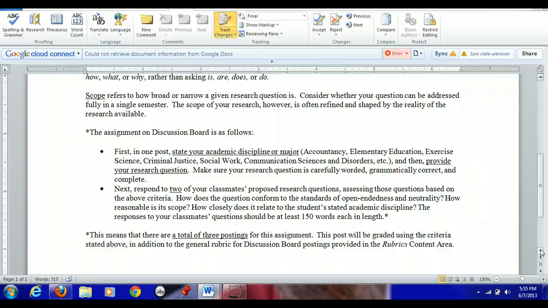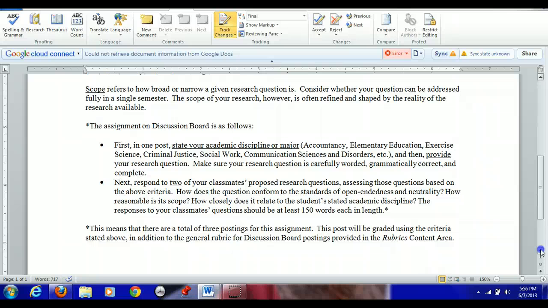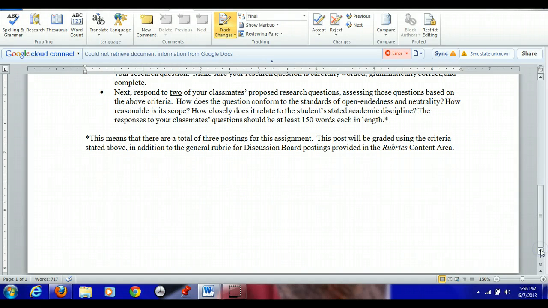The responses to your classmates' questions should be at least 150 words in length. This is a sentence, a paragraph. This is maybe half a page double-spaced. Just for a guideline, around 250 to 300 words is one full page double-spaced with 1-inch margins. This means that there are a total of 3 postings for this assignment. This post will be graded using the criteria stated above, in addition to the general rubric for discussion board postings provided in the rubric's content area.